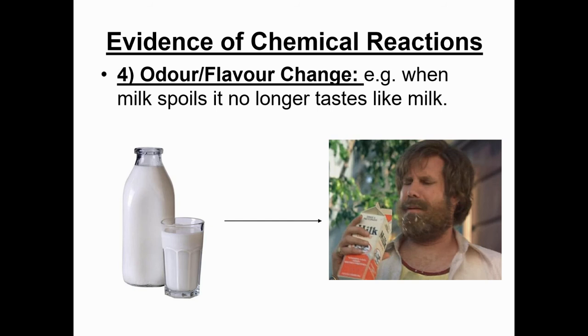Odor, flavor change. So if you've ever tasted spoiled milk or rotting milk, you could tell it doesn't taste the same that it used to, or it smells gross as well. It smells kind of weird, and that's because the new substances have a different odor or taste. Again, you wouldn't be tasting in the lab.